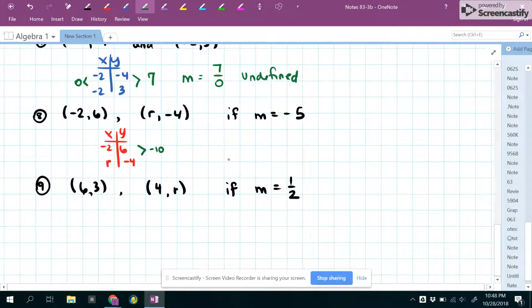So if you think of it in terms of subtracting, you would have -4 minus 6 over r minus -2, it's not how I would normally write it, which is the same thing as -10 over r plus 2. If that's our ratio, and we know that our slope is -5, this must equal -5. So you need to do something to make this ratio come out to -5.